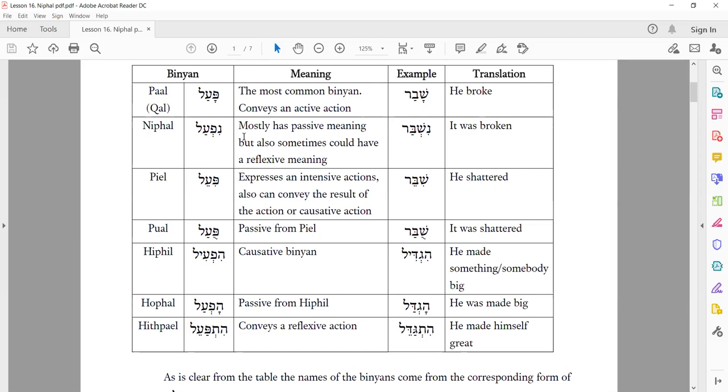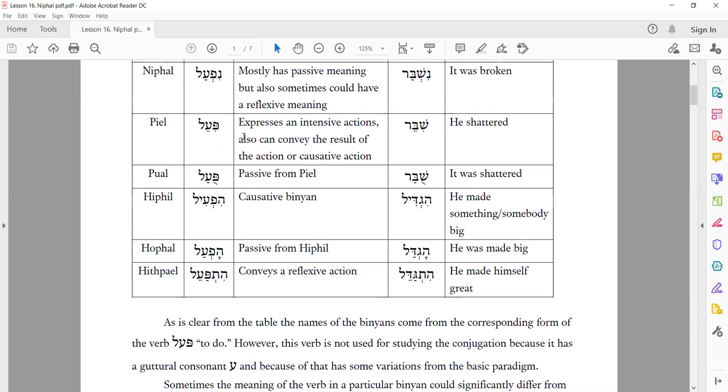And the last one is Hitpael, and Hitpael is a reflexive binyan. He made himself great. Hitgadel. This is the system of binyanim, or binyans, of the Hebrew language.